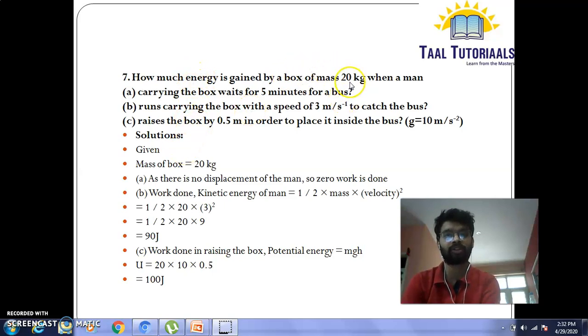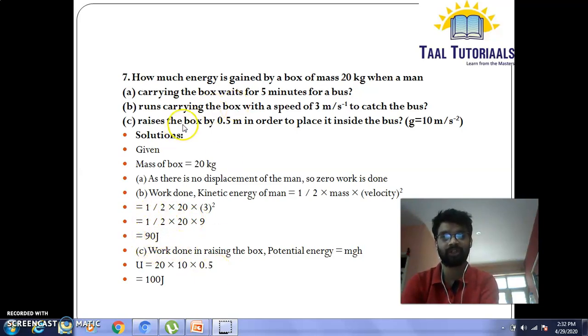So given the mass of the box is 20 kg. See, in the first case, carrying the box and waiting for 5 minutes for a bus means he is not moving. So there is no work as there is no displacement. So there is no energy used. Second, he runs carrying the box with a speed of 3 meter per second. He is running means kinetic energy is used here. That formula is half mv square, where m is 20 and v is 3. So half into 20 into 3 square, that is half into 20 into 9, that becomes 90 joules.